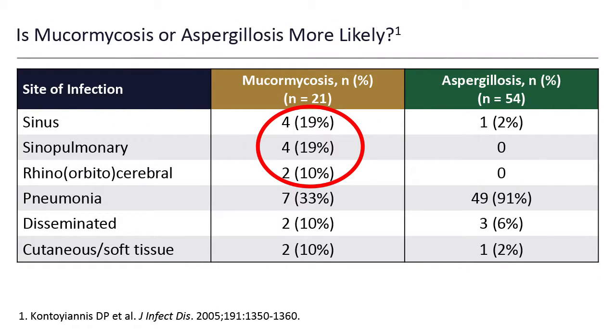Now, there is one radiographic feature that is helpful, in my opinion, to distinguish the likelihood of mucor from Aspergillus, and that is a study done by Dimitrios Kontoyiannis at MD Anderson, where they looked at the infiltrates attributable to mucormycosis or Aspergillus, and noticed that very few of the Aspergillus infections had involvement of the sinuses or the combination of sinopulmonary or rhino-orbital-cerebral findings, in contrast to mucor, where nearly half had those.